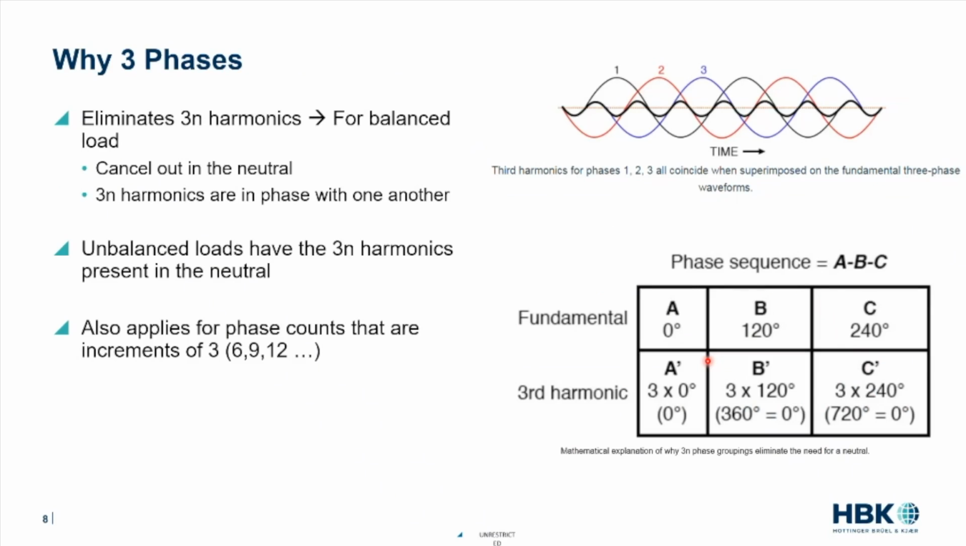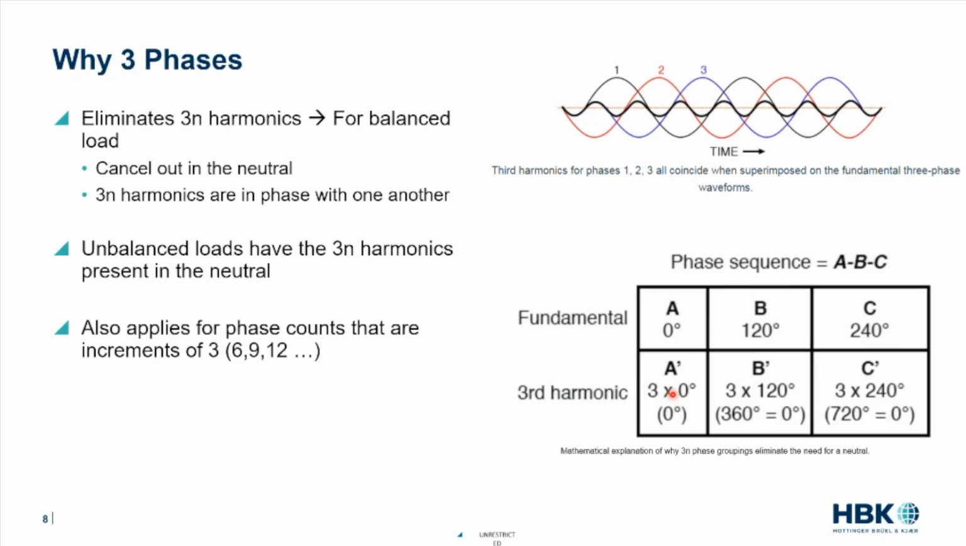All right, why 3 phases? Well, interestingly enough, if you run through the math, and I'm going to start with my chart over here on the right. If we take a motor winding and we have the A phase wound at 0 degrees, the B phase wound at 120 degrees, and the C phase wound at 240 degrees, and we run sine waves through each of these, if we look at their third harmonic, if we remember back to what I just mentioned, the third harmonic is going to be 3 times the fundamental frequency.